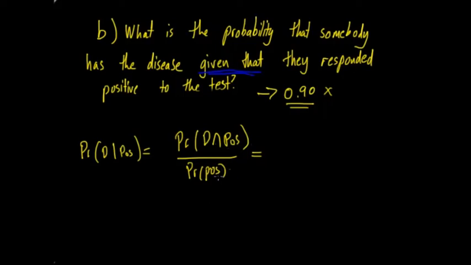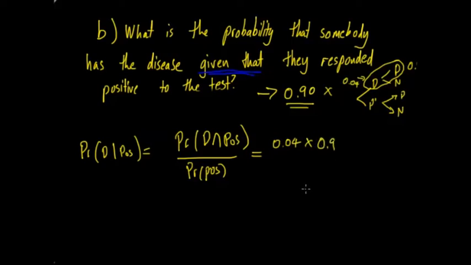Now if you refer back to the tree diagram I did previously, where I had disease, not, positive, negative, positive, negative, then someone having the disease and being positive would be this one up here. If you remember, positive was 0.9 and the chance of someone having the disease was 0.04. So the probability of both is 0.04 times 0.9, over the probability of someone being positive.